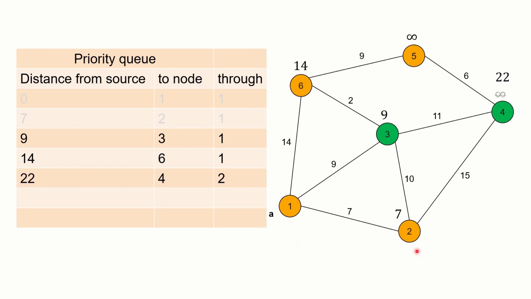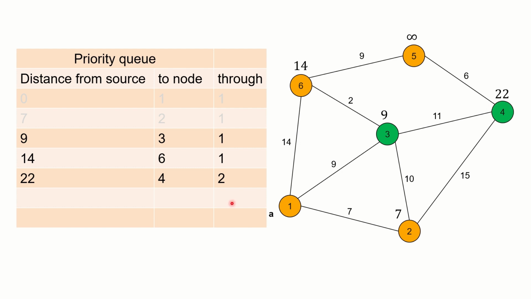Next, we explore the top element of the queue, the node 2, and we remove it from the queue. Node 2 has 2 unvisited neighbors, node 3 and node 4. Through node 2, we can reach node 3 with total distance of 17. 17 is larger than 9, the previous distance to node 3, hence we don't update node 3. Through node 2, we can reach node 4 with total distance of 22. 22 is smaller than infinity, hence we update node 4.